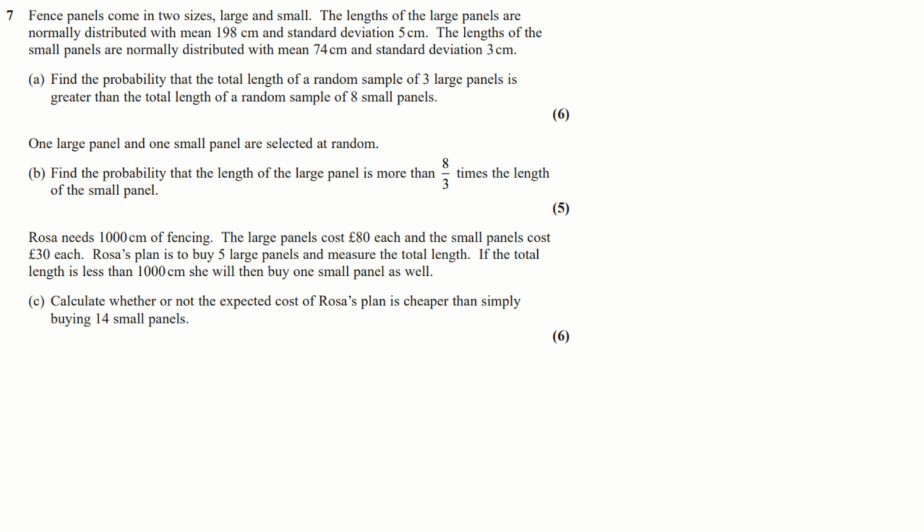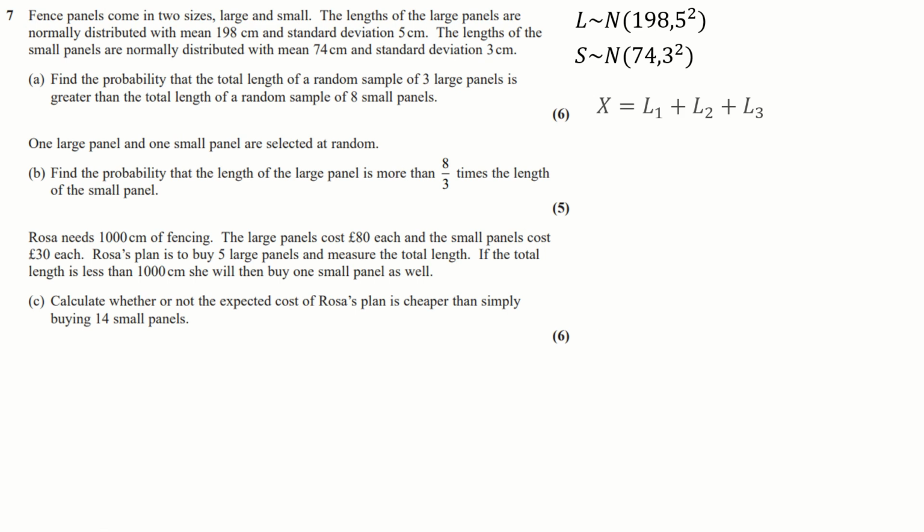I think this paper had two quite interesting questions towards the end. Question number 7 then, fence panels come in two sizes, large and small. The large have mean this, standard deviation 5, so that's variance 5 squared, normally distributed. Likewise for the small, we just have this and this squared. And now we're going to take a sample of 3 large.